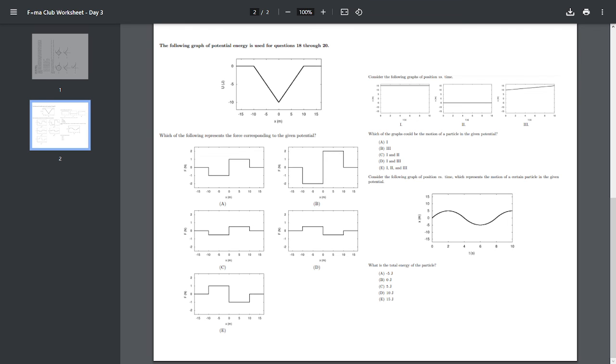Now we are on to problem 19. Okay. So, let's go to our brush. Consider the following graphs of position versus time. Which of the graphs could be the motion of the particle in the given potential? The big thing is that our x is now on the y-axis. Our position is now on the y-axis instead of the x-axis. This was our potential energy before, and now this is time. So our basic approach is to analyze where the position is and see if it matches up.